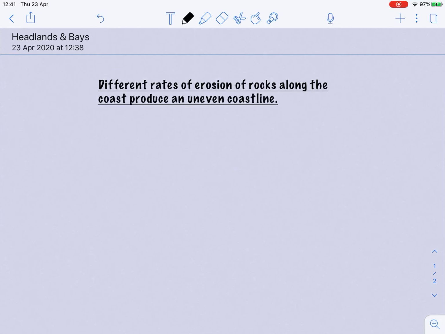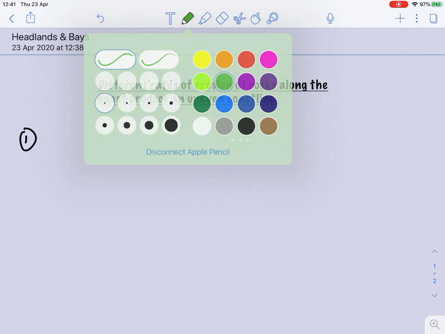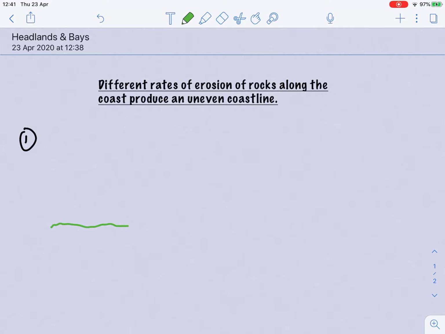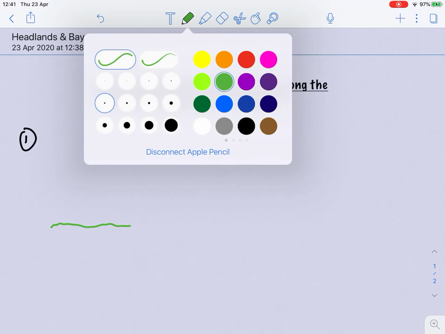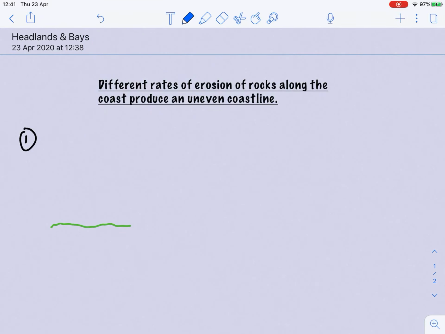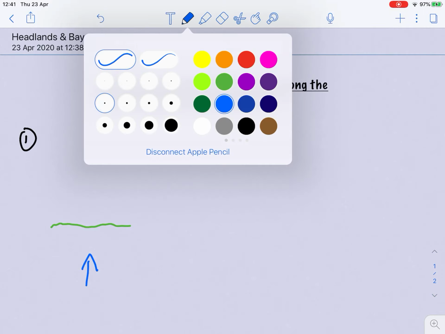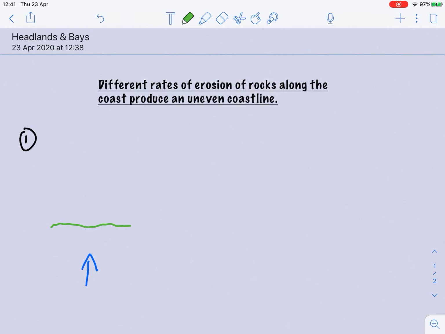This will take place in 3 stages. So the first stage, stage 1, this is the shape of the coastline. This blue arrow represents waves coming into the coast. And it's very important that our diagram represents in some way rocks of different resistance.